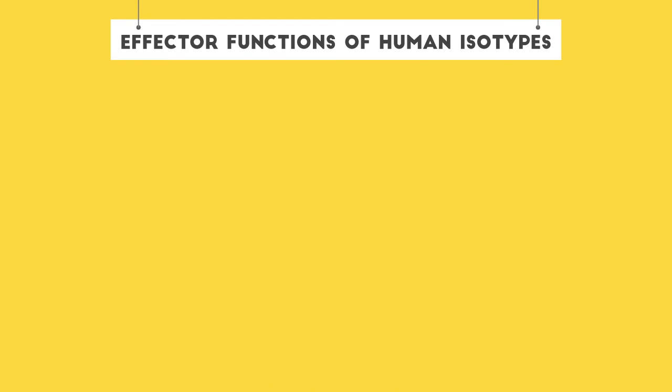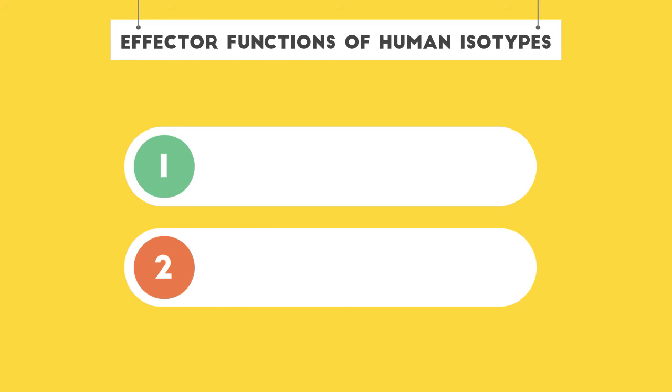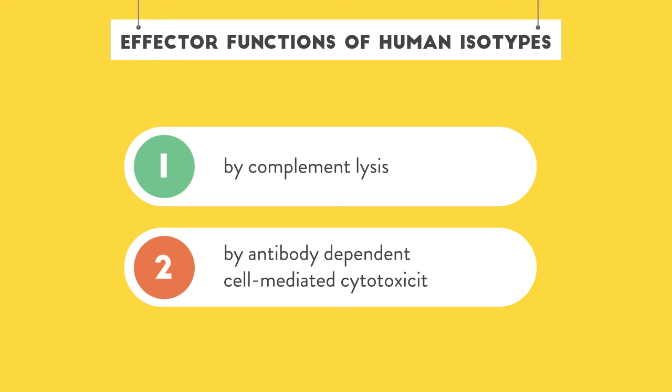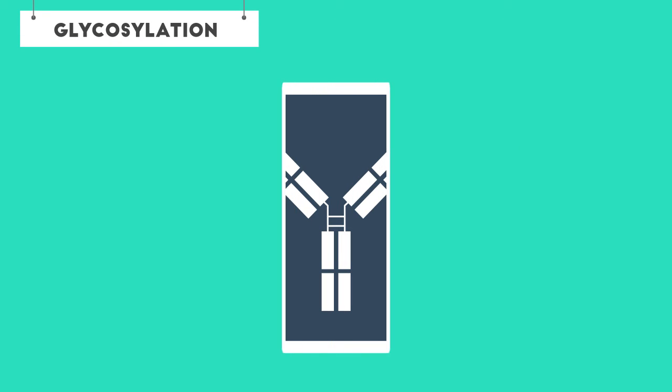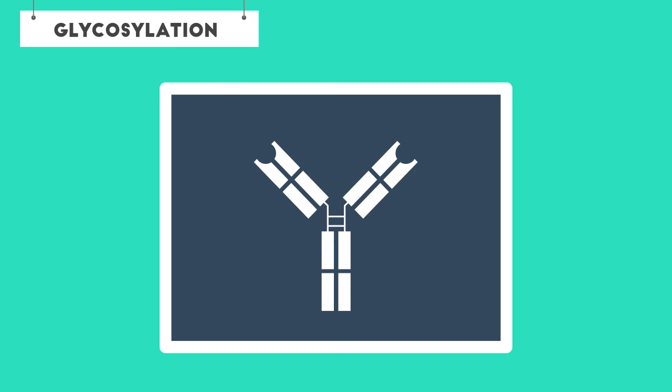Effector functions of human isotypes are 2 ways that antibodies can induce killing. One is by complement lysis, and the second is by antibody-dependent cell-mediated cytotoxicity, which is directly Fc receptor driven. Last concept to discuss is glycosylation. All antibodies are glycoproteins. The sugars, or glycans, bound to the Fc domain can vary between individuals and vary within the individual. There are as many as 32 plus different patterns.